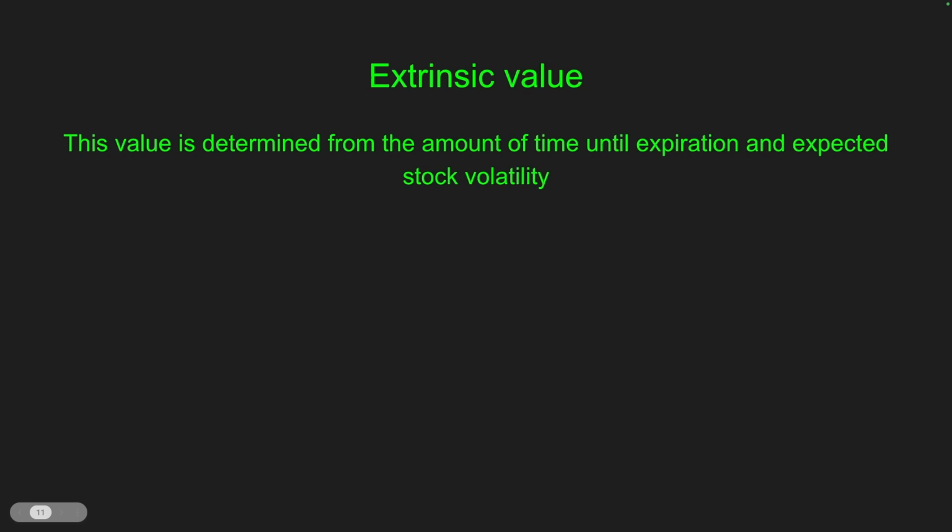So like I said, the value is determined from the amount of time until expiration and the expected stock volatility. So if the stock is expected not to move in your favor due to lack of volatility in the market, or the stock just doesn't move that much, the extrinsic value is going to be greater. Therefore, your contracts will be worth a lot less.